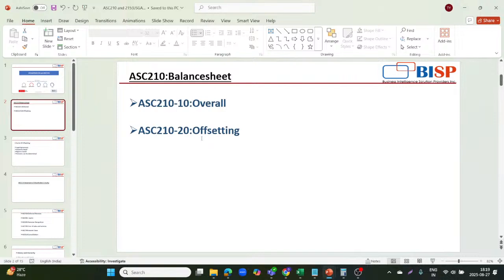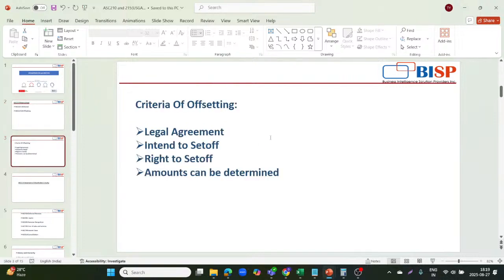So there are some criteria of offsetting. When you have to offset, first, you can offset only when there is an enforceable legal agreement. Second, there should be an intent to set off. That means the reporting entity has an intention to offset the amount. Without this intention, the offsetting table does not depict a faithful element of financial reporting.